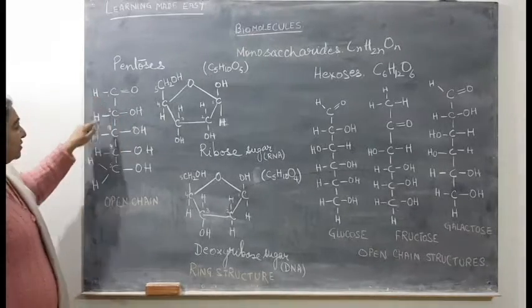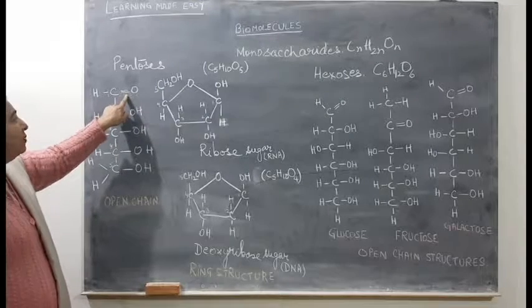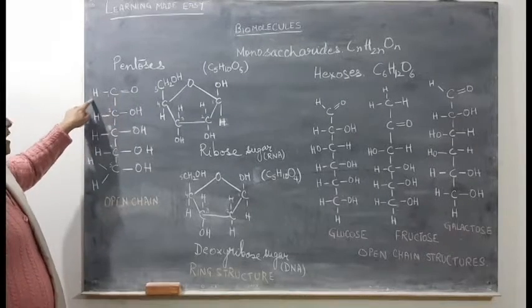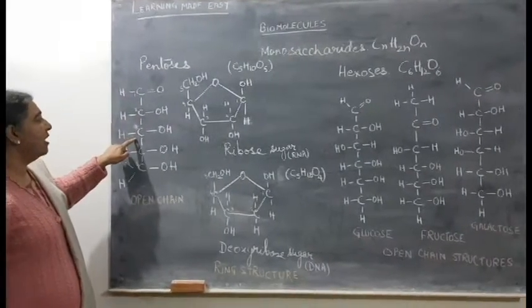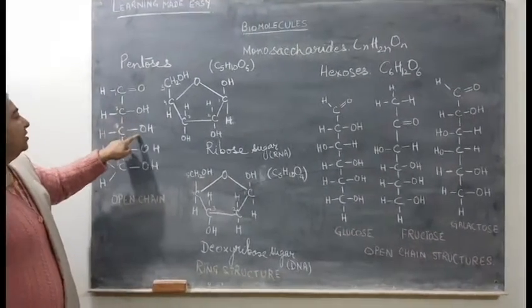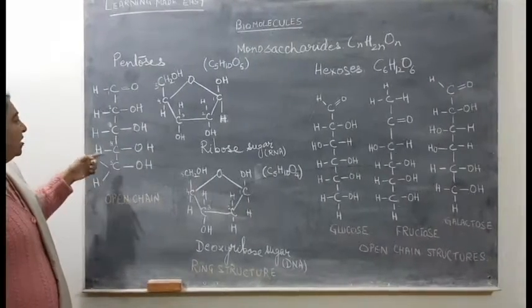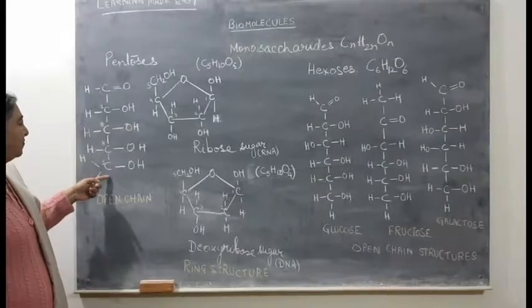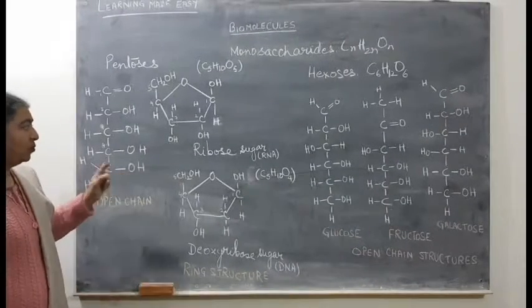So here in pentoses we find that the first carbon is joined with a double bond O, oxygen, and a hydrogen on the other end, while the second and third carbon have an OH on the right hand side and H on the left hand side. The fourth also is similar. The fifth has 2 hydrogen and an OH group.